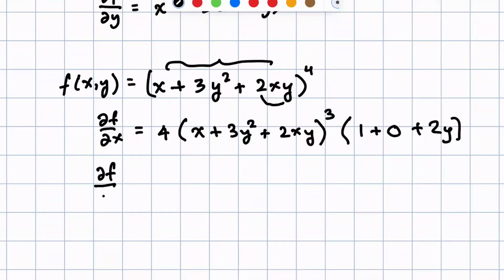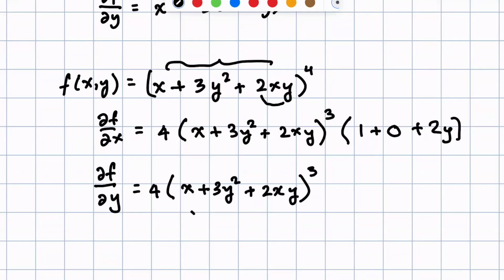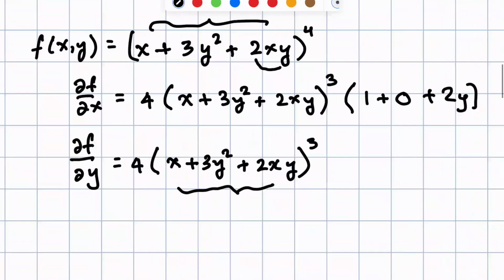Now, what is the partial in y? Again, power rule, 4 times x plus 3y squared plus 2xy raised to the third power. Now I take the derivative on the inside with respect to y. So x is a constant, so this x differentiates to 0. We're differentiating in y, so 3y squared gives 6y. And again, x is a constant, so 2x is a constant times y, the derivative is the constant, 2x. So here is the partial with respect to y.